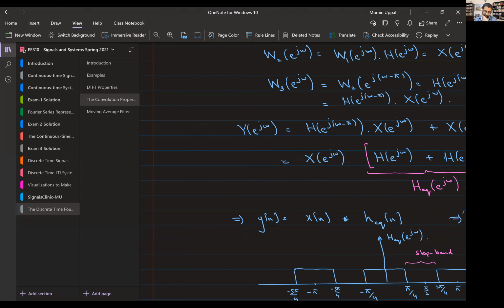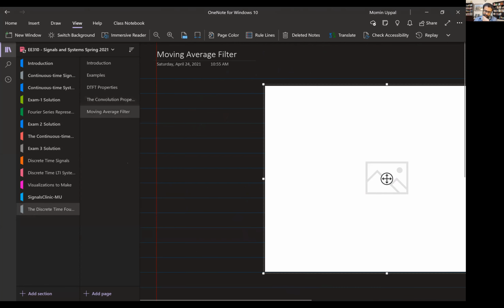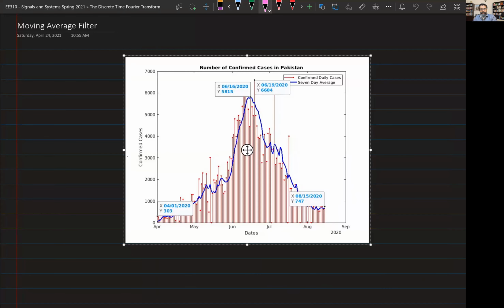Okay, so let me talk about something else, which is the moving average filter. The way I'm going to motivate this is through this graph that you see on the screen. This is a graph I actually presented at E100, with some exercises for that. This is last year's COVID confirmed number of cases in Pakistan. This is publicly available on the internet. You could just import it in MATLAB and sketch it out.